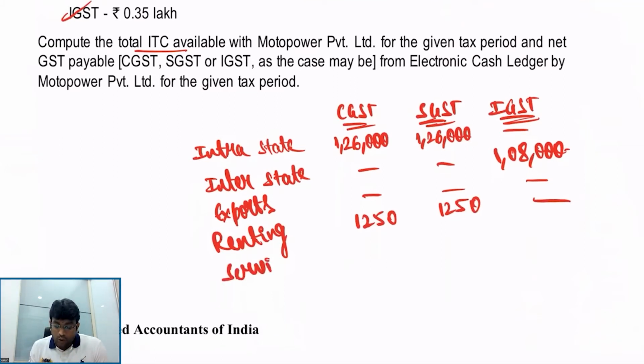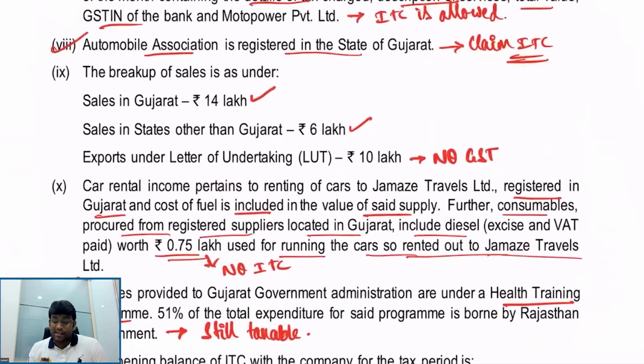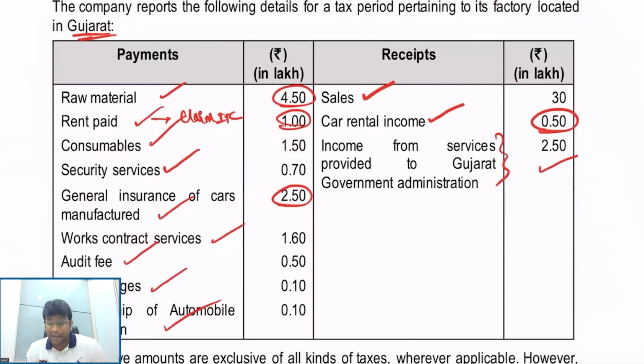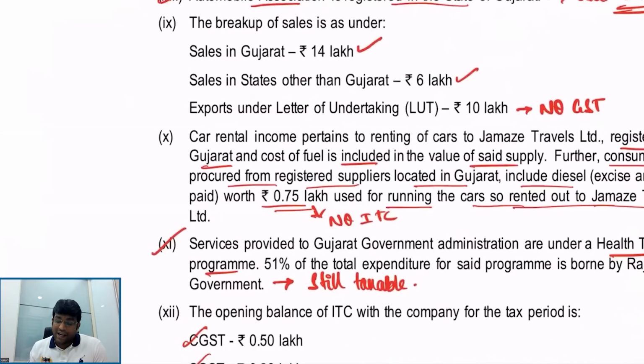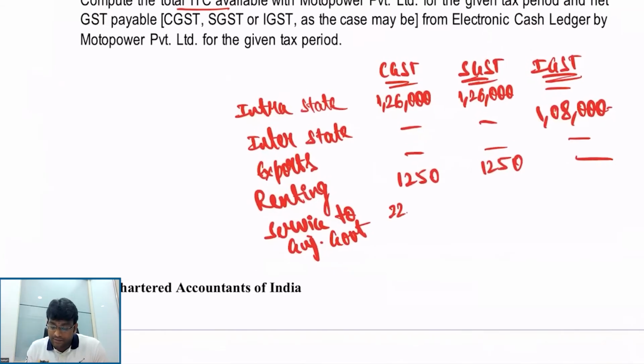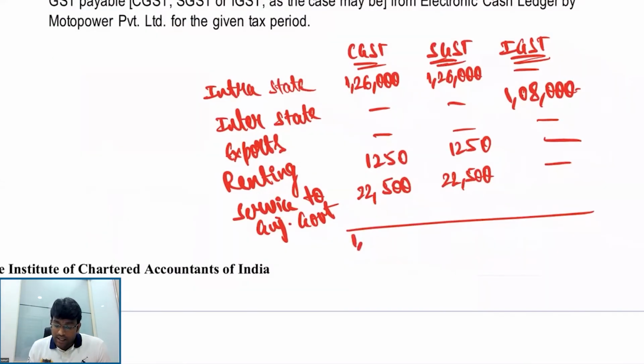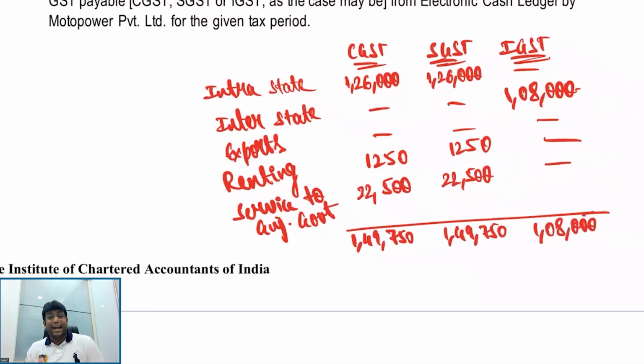Next. Service to Gujarat government, that is also, of course, taxable. That training program is exempt only when 75% or more is borne by the government. And what is the value, by the way? 2,50,000. And 2,50,000 into what percent? 9%, 9%. Of course, it comes to 22,500 and 22,500. That's it. This is the story of our output tax liability. So CGST figure 1,49,750, SGST figure 1,49,750, IGST figure 1,08,000.